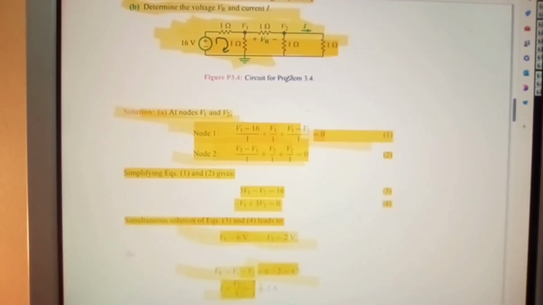Now you're almost putting this down as a kind of simultaneous equation. So keep that in mind. Okay, and node 2: V2 minus V1 over 1 plus V2 over 1 plus V2 over 1 equals 0. Okay? You have V1 and you have V2. Okay? You have VR. Now simplifying equations 1 and 2 gives 3V1 minus V2 equals 16. Minus V1 plus V2 equals 0. Again, you're almost looking at this as a simultaneous type of equation. Simultaneous solution of equations 3 and 4 leads to V1 equals 6 volts, V2 equals 2 volts.